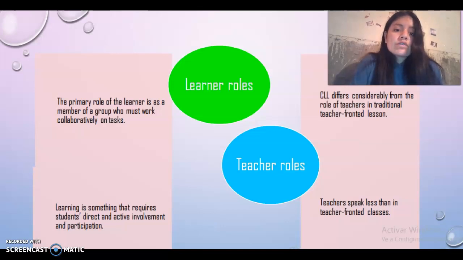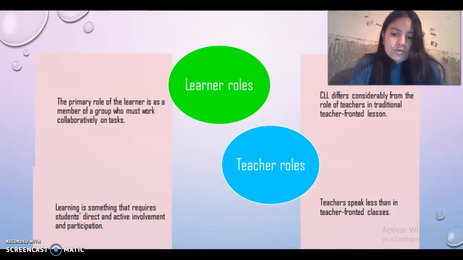Okay, so now Bill is going to talk about the learner role and the teacher roles. The primary role of the learner is a member of a group who must work collaboratively on tasks with other members of the same group. So what is the learner going to do?